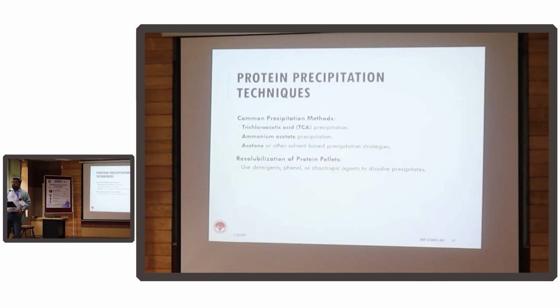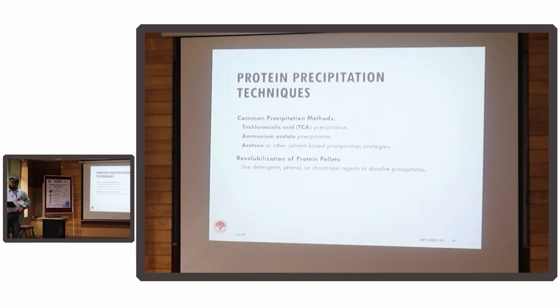What all can we do? TCA, or trichloroacetic acid, precipitation. You can use ammonium acetate precipitation. You can use acetone. All these primarily precipitate out the proteins, and once you have the protein pellets, you can again use chemicals to resolubilize the proteins. You can use detergents, you can use phenol, you can use chaotropic agents like urea to dissolve the precipitates. What this basically does is prevent your proteins from being impacted by the phenolic compounds or any other metabolite that the plant is storing, right?